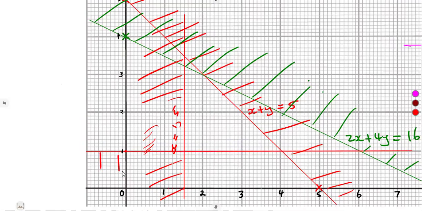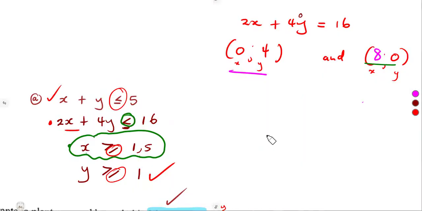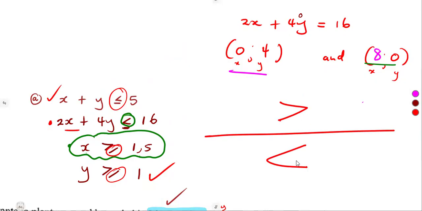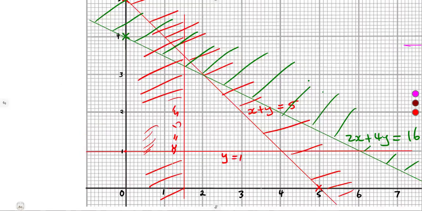Okay, so on the shading part, let's write the equation first: y is equal to 1. Then which side are we going to shade? Remember, we are dealing with y is equal to 1. It's a horizontal line, so the greater side is on top, the lesser side is below. As we need greater than, we need on top. So the one that is below is to be shaded. You shade below the line.